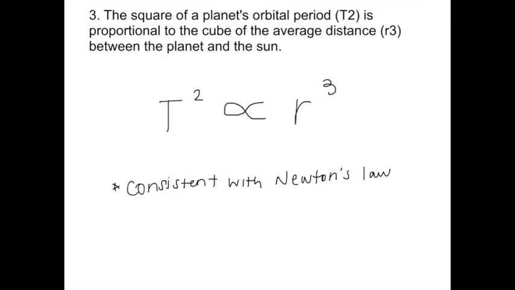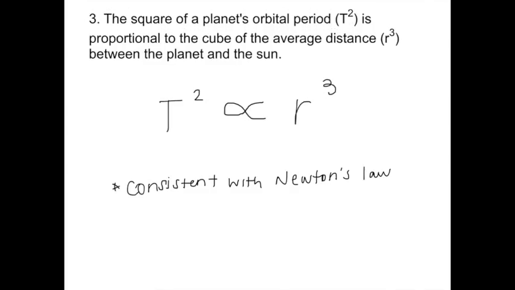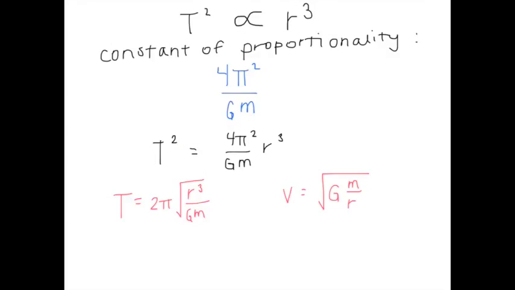Finally, Kepler's third law, and perhaps the most important for our calculations, states that the square of a planet's orbital period, or T squared, is proportional to the cube of the average distance, or r cubed, between the planet and the Sun. So we write this as T squared is proportional to r cubed, as you can see right here. And this law, amazingly, is consistent with Newton's law of universal gravitation. So the two scientists kind of worked off of one another to develop these two laws about the planets. Let's take a look at some applications of Kepler's third law.